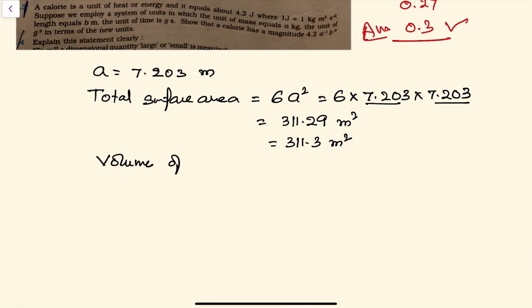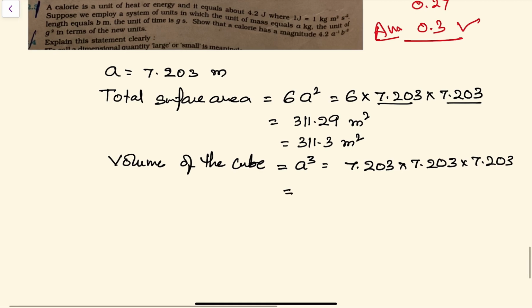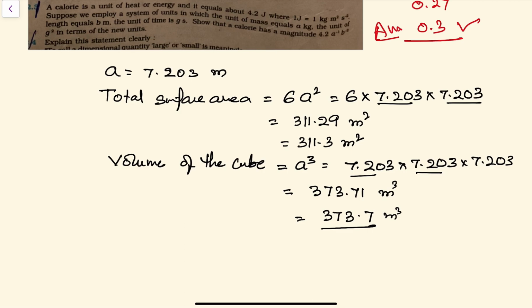Volume of the cube, which is equal to a cube, equal to 7.203 into 7.203 into 7.203. So all are having 4 digits. We should make the answer also 4 digits. So let us say 373.71 meter cube, which is also called 373.7 meter cube. This is the final answer, rounding off to 4 significant figures.